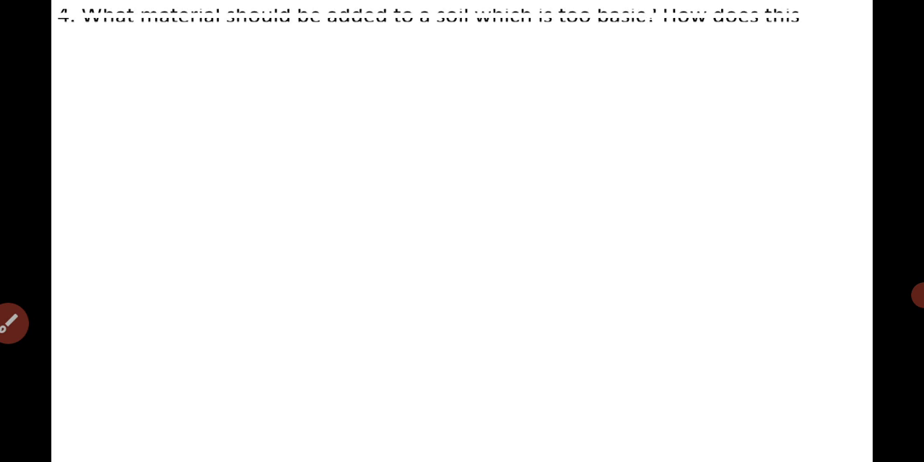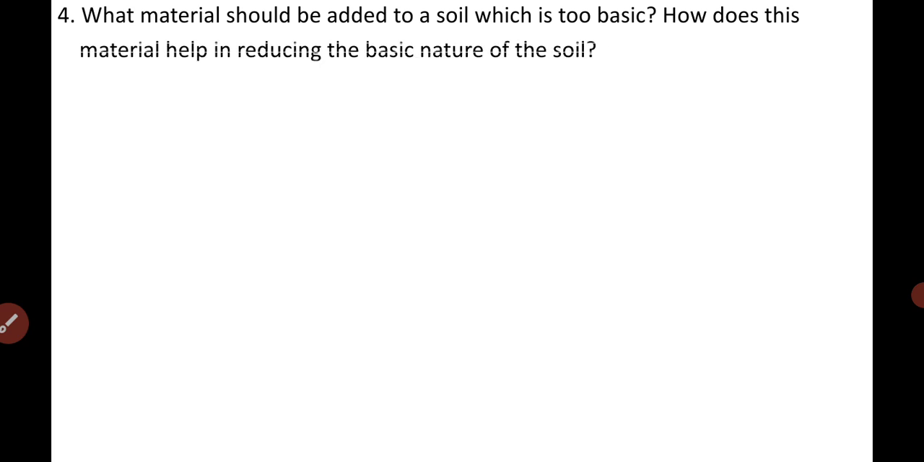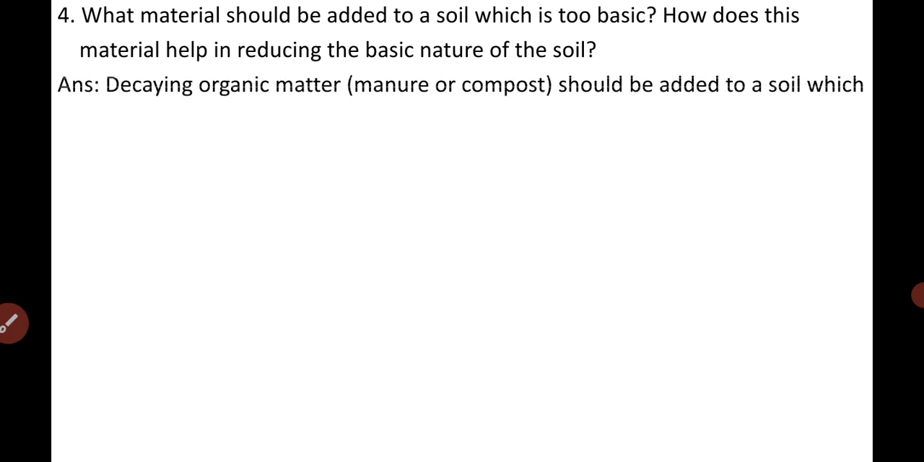Next, question number 4. What material should be added to a soil which is too basic? Now the opposite question. If the soil is too basic, what material do you have to add, and how does this material help in reducing the basic nature of the soil? The answer is, since the soil is basic in nature, you have to add acid. But generally you cannot add acid directly.